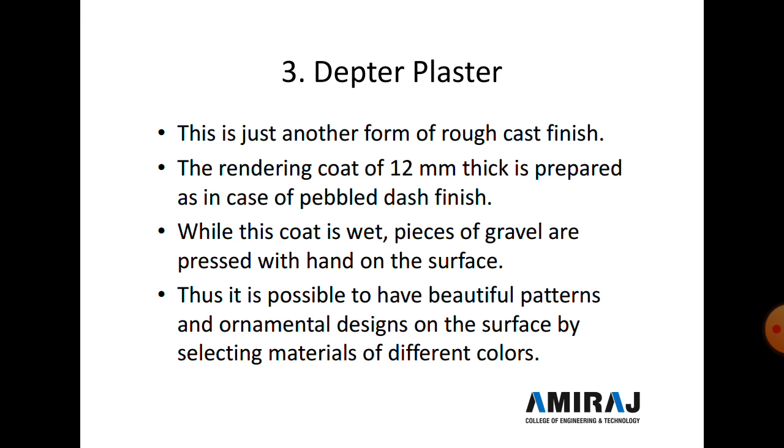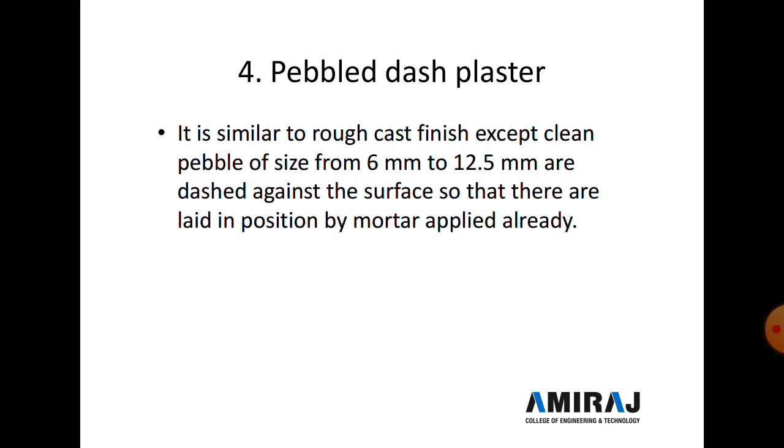Now how do we prepare a debtor plaster? First we prepare a 12 mm thick plaster, and then by hand, manually, we insert 1 by 1 pebbles on the 12 mm thick plaster coat, and we prepare a design. Now the fourth type of plaster work is pebble dash plaster.